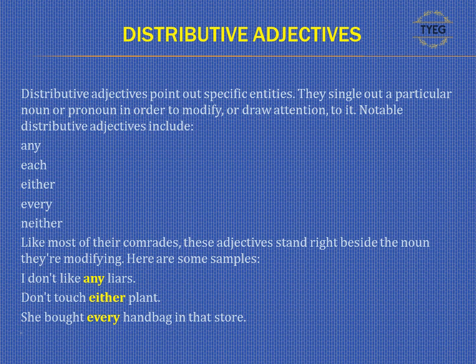Distributive adjectives. Distributive adjectives point out specific entities. They single out a particular noun or pronoun in order to modify, or draw attention, to it. Notable distributive adjectives include any, each, either, every, neither. Like most of their comrades, these adjectives stand right beside the noun they're modifying. Here are some samples. I don't like any liars. Don't touch either plant. She bought every handbag in that store.